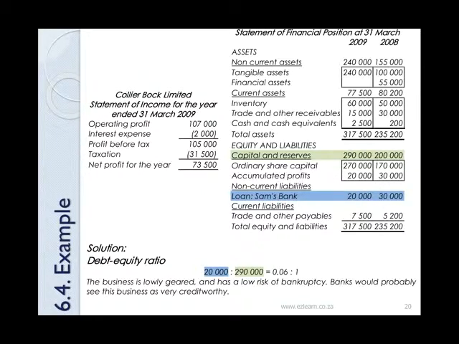This business is very lowly geared and therefore has a very low risk of bankruptcy. Banks would probably also see this business as very creditworthy. Thinking of our car analogy, this business is driving very slowly and it is safe.